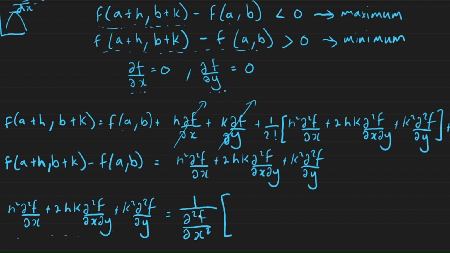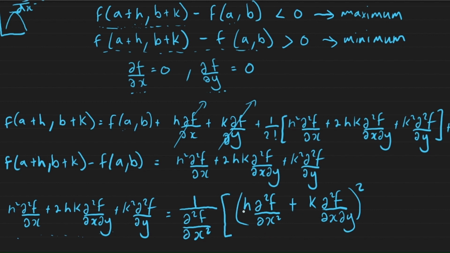And what happens is that we have h times d²f/dx² plus k times the second derivative with respect to x and y. And this term is squared.